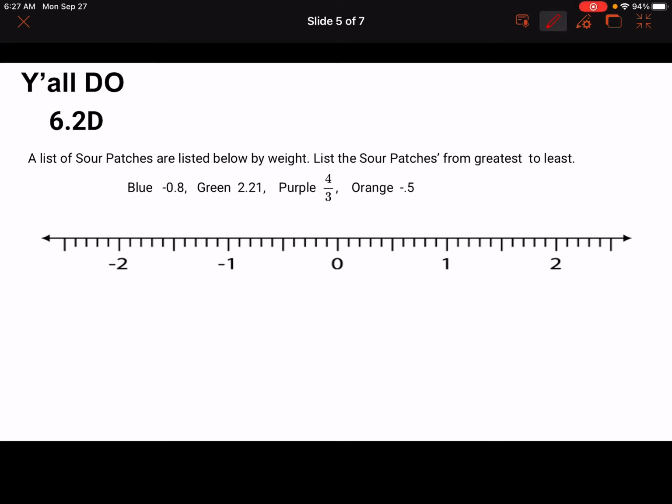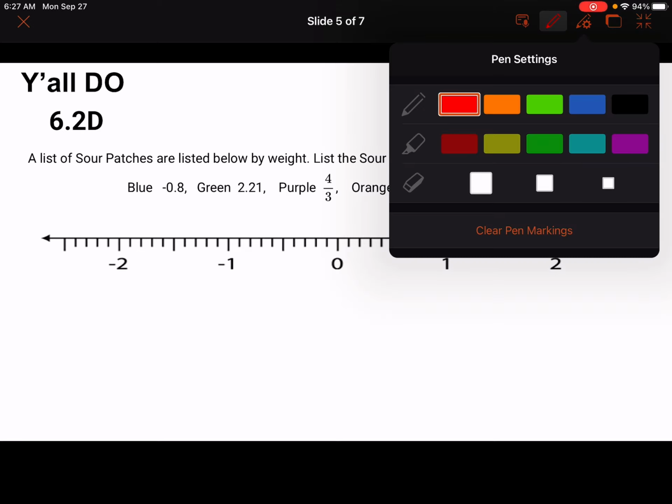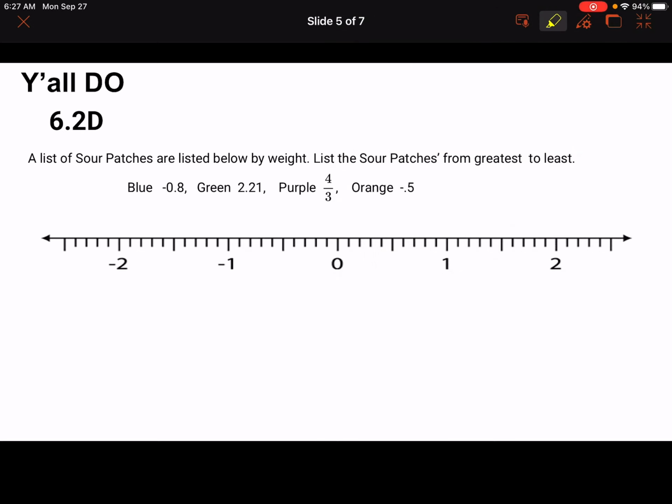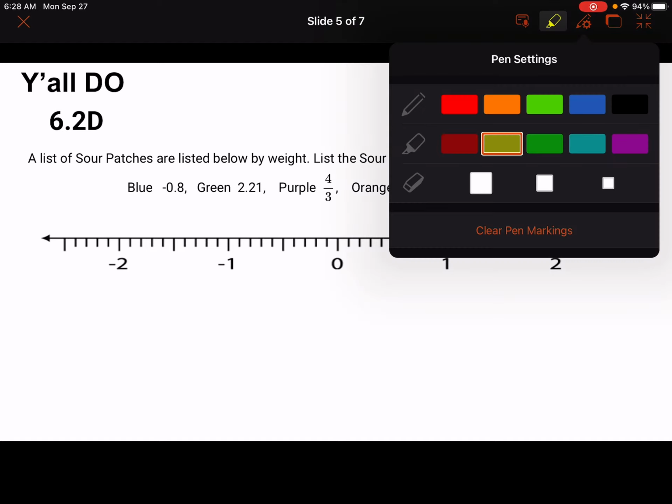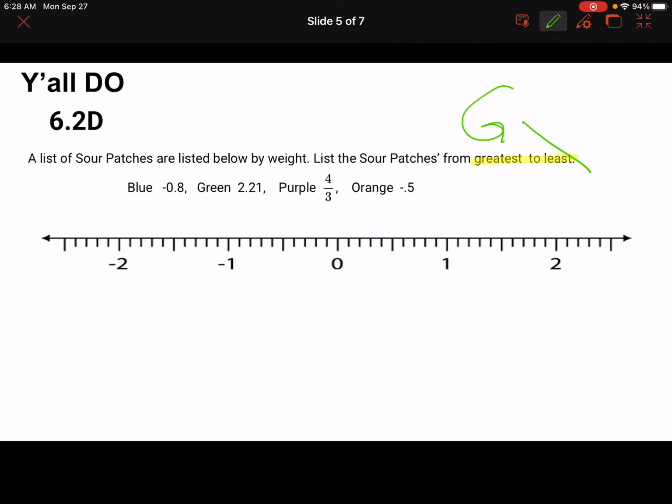All right, let's check our work. We have a list of Sour Patches by the weight, and we've got to list them from greatest to least, also known as descending order.